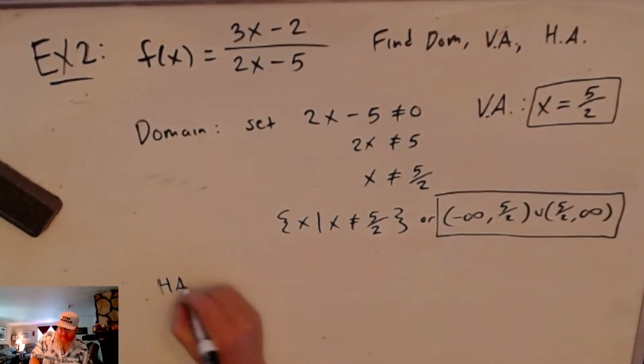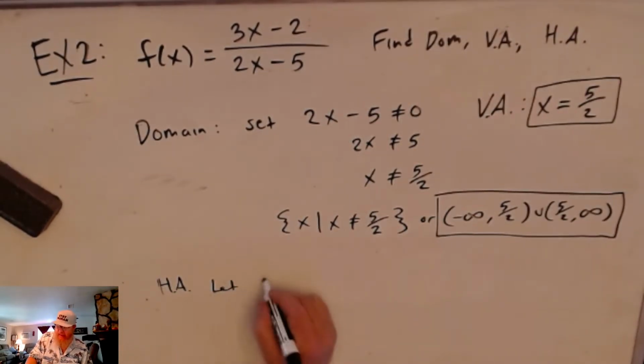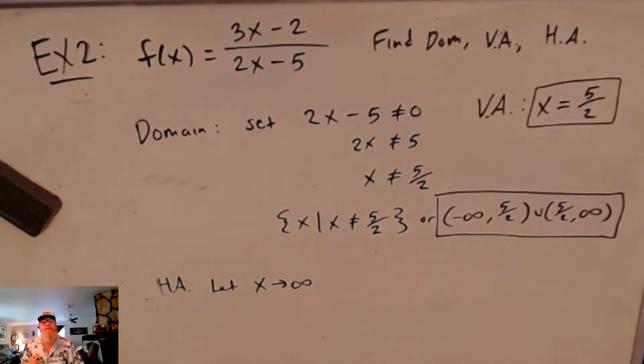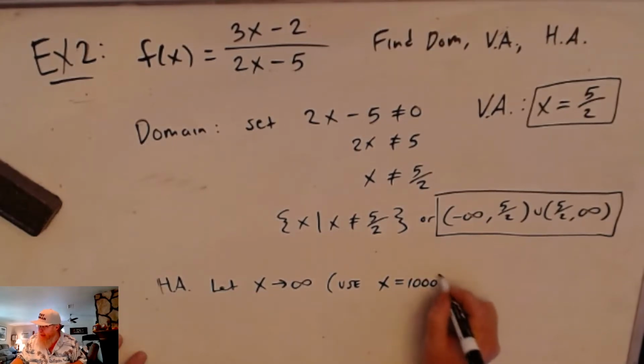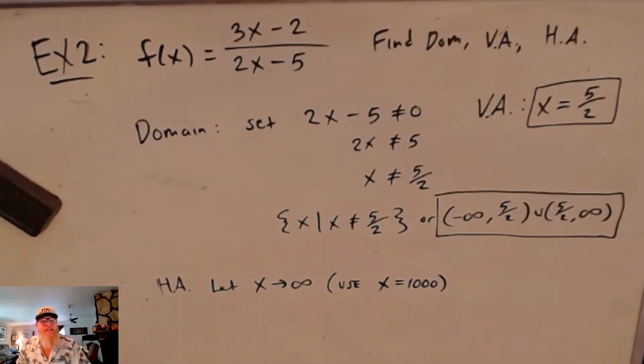Now for the HA, you're going to let x get very, very large. Infinity. Or if you choose, you can use negative infinity. You can let x get very, very small, like negative 1,000,000. To show you that you don't have to use 1,000,000, you can just use something like 100, or let's do 1,000. I never feel like 100 is a very big number anymore. In fact, maybe 1,000,000 isn't really a very big number anymore. But just for the sake of simplicity, let's use 1,000. So we're going to plug in 1,000.